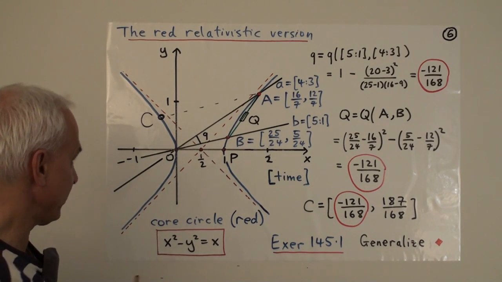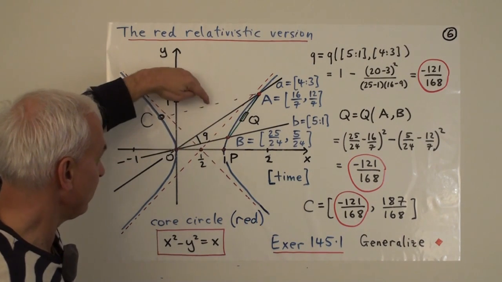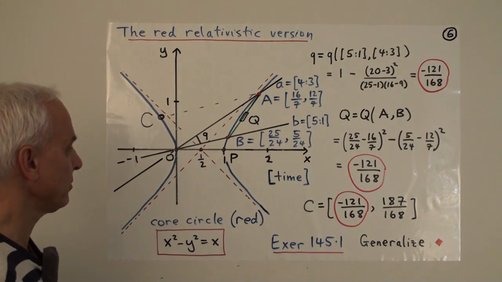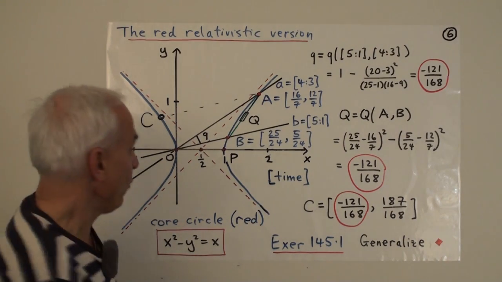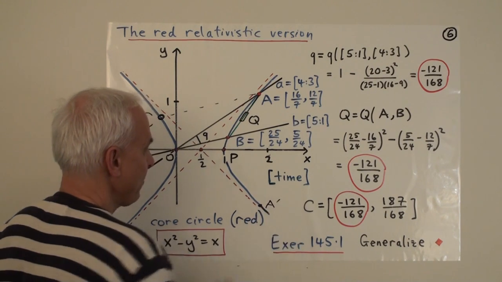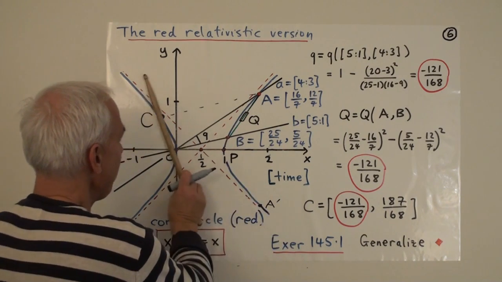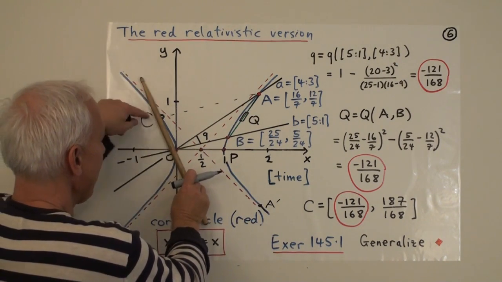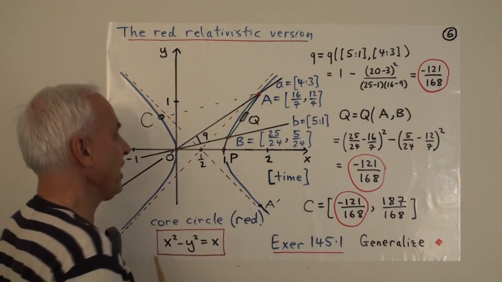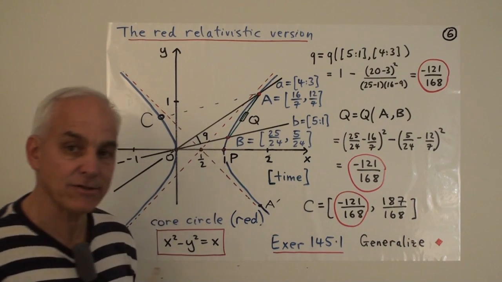And how do we find that? Well, we just take that vector there and go a multiple of that vector from A, see where we meet this core circle. Another way would be to reflect A in here, say A prime, take A prime B, that vector, and move it to O, and see where that line meets the core circle. Either way, you can calculate that the coordinates of C are minus 121 over 168 and 187, 168.